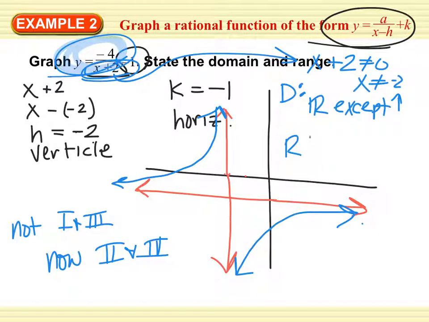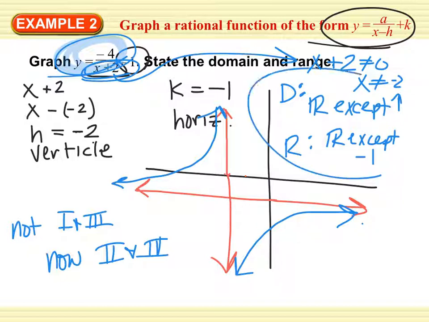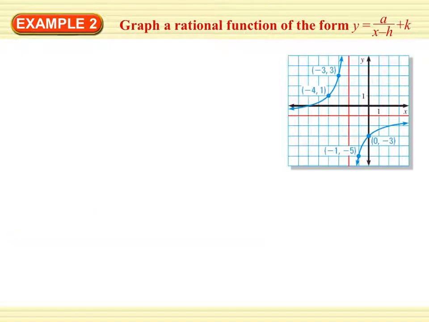The range is the same thing. It's all real numbers except where the asymptote is. So we would say all real numbers except negative 1, because you'll never get a value at negative 1, which is why we wrote an asymptote there. So there are the domain and range. Oops, I forgot that part. And if you look here, you see the graph, very nicely drawn by the textbook people.